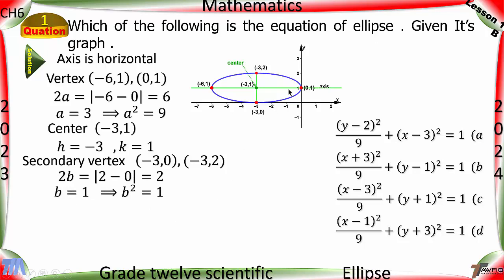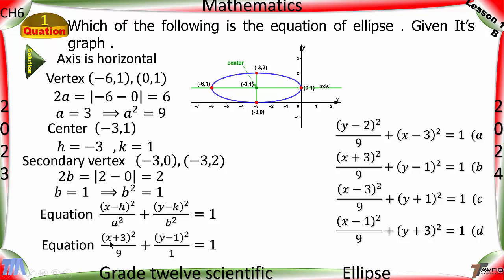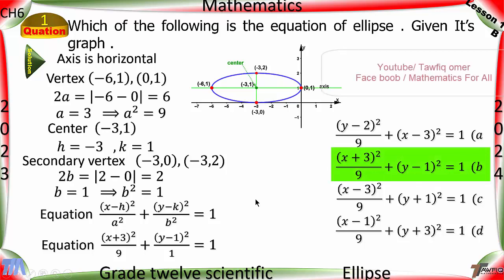And now, because the major axis is horizontal, we can use the equation x minus h squared over a squared plus y minus k squared over b squared is equal to 1. And replace the values of h, k, a, and b. It becomes x plus 3 squared over 9 plus y minus 1 squared over 1 equals 1. As you can see here, B is the correct answer.